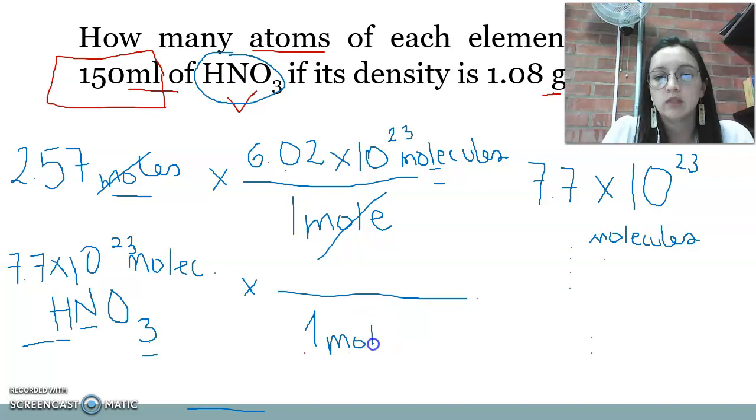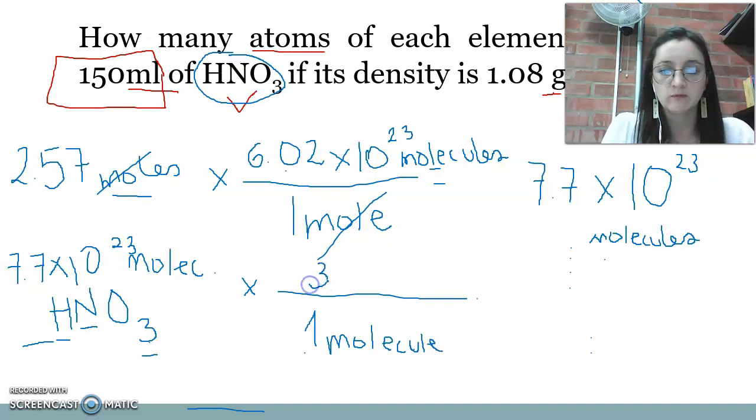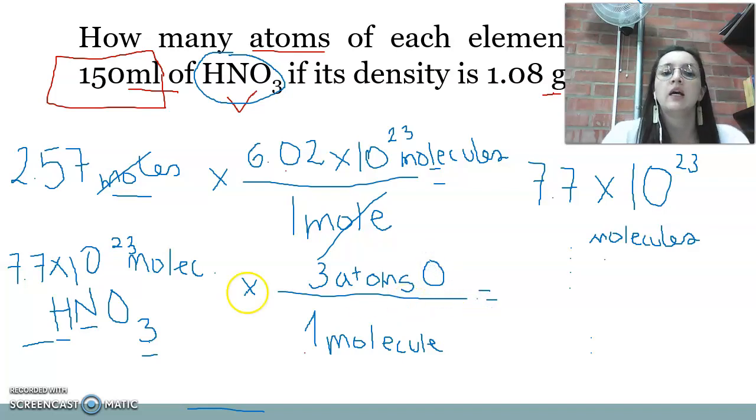in every molecule, let's start with oxygen because we have 3 of them. So that will be a good example. In every molecule of my compound, I have 3 atoms of oxygen. That's what I need to write as my conversion factor, because that's what I have from the formula. So this is taken straight from the formula. I have 3 atoms of oxygen in every single molecule of nitric acid. So that's what I'm doing.